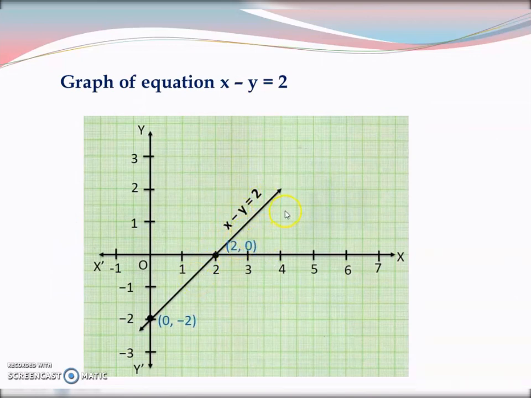So this will be the graph of the equation. This point is (2, 0) and this point is (0, -2). So you will join them and extend. An arrow should be put on both sides because it is a line and it is extending indefinitely in both directions.